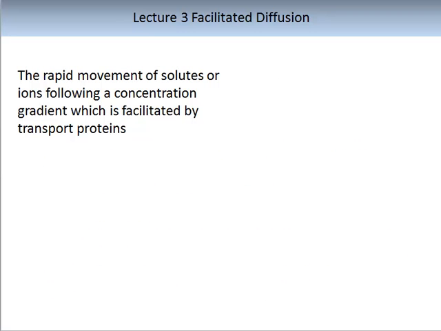Now let us look at a different type of movement. This one is facilitated diffusion, and its name does suggest its function. The rapid movement of solutes or ions following a concentration gradient which is facilitated by transport proteins is the definition for facilitated diffusion. Let's see how this works in more detail.